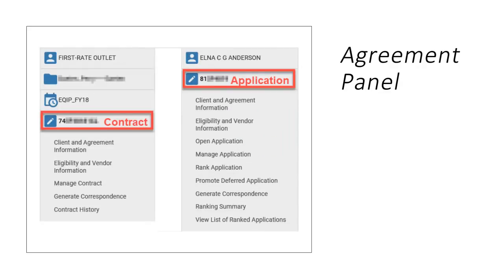The agreement panel is displayed when an application or contract is open. The agreement will always be associated to a client, and may or may not be associated with a case file and practice schedule. The options available on the agreement panel will depend on if an application or contract is open.